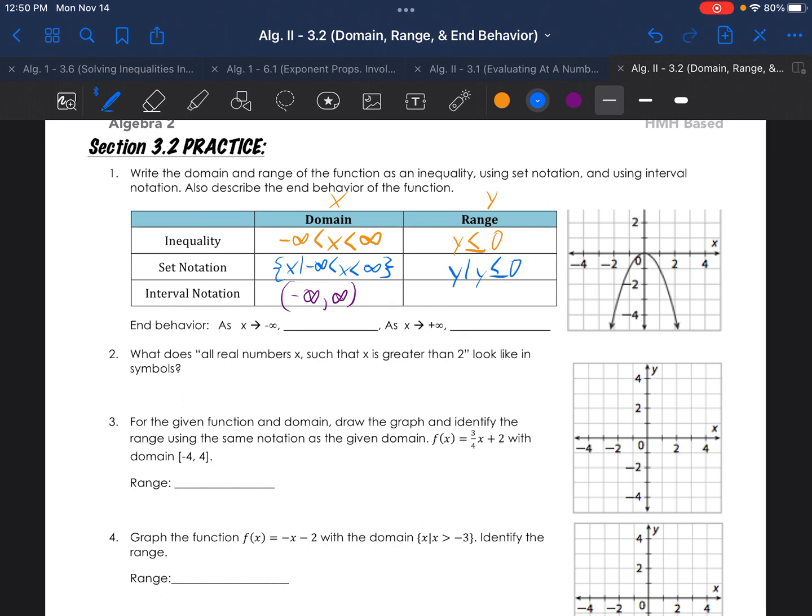Set notation would be y such that y is less than or equal to 0. The braces, that was an atrocious brace. That was better. And the interval notation would be negative infinity first, comma 0, and 0 has a bracket. For end behavior, as x is going forever left, negative infinity, the f of x is going to negative infinity. And as x is going to positive infinity all the way to the right, then f of x is going forever to the right.